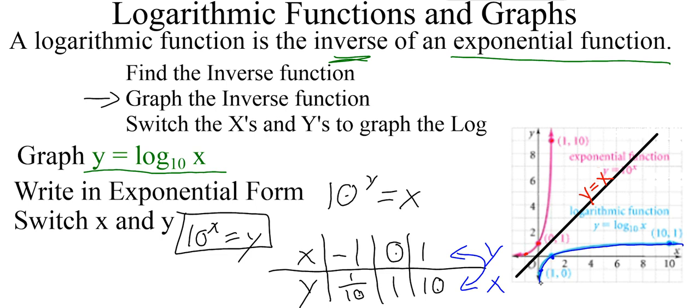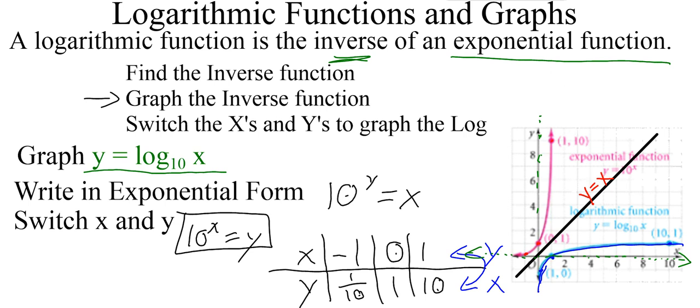Notice for exponential graphs, we have asymptotes we've talked about before. Our asymptote here is at our x-axis. But as we think about logarithms, and they're a reflection over our y equals x line, our new asymptote ends up being now our y-axis.